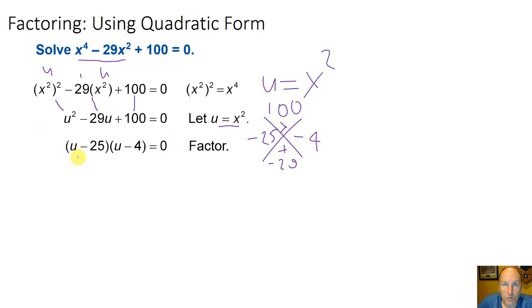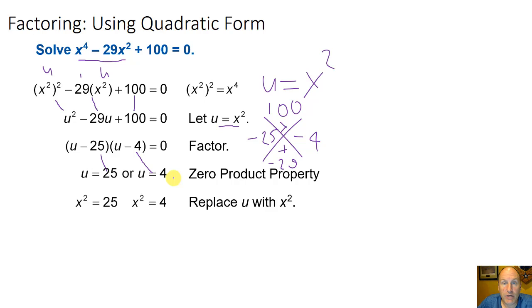Using the zero product property, u is either 25 or u is equal to 4. Now, that doesn't mean that 25 and 4 are the solutions. It is not, but it gets us one more step on the road. At the end, we have to resubstitute back in for x. Everywhere we see a u, we're going to put in an x squared, because we have said that u and x squared are interchangeable, to be able to solve for x squared equals 25 or x squared equals 4.